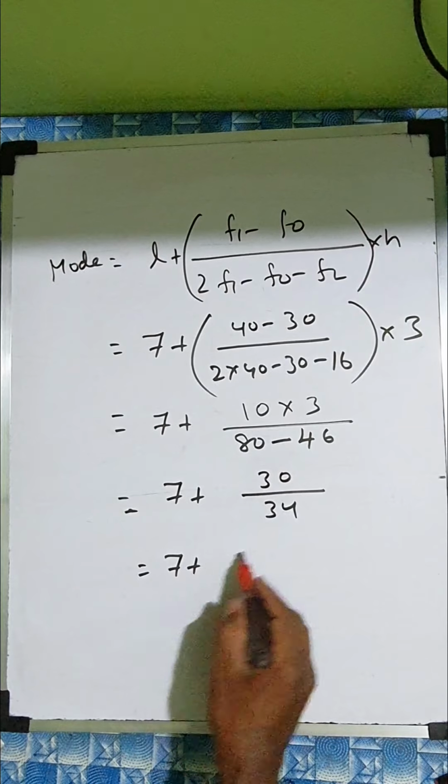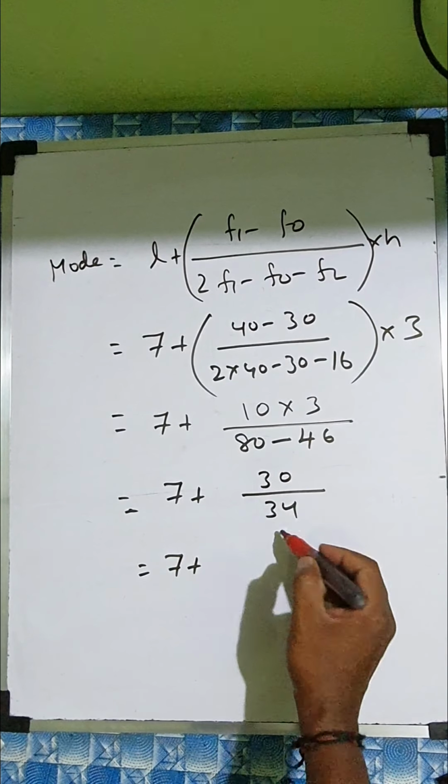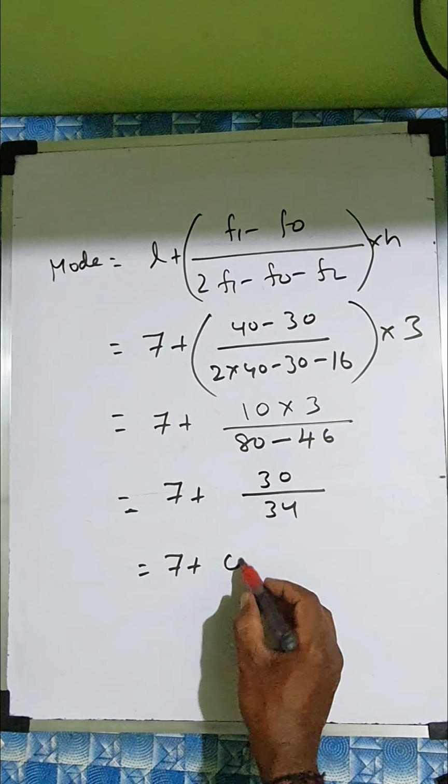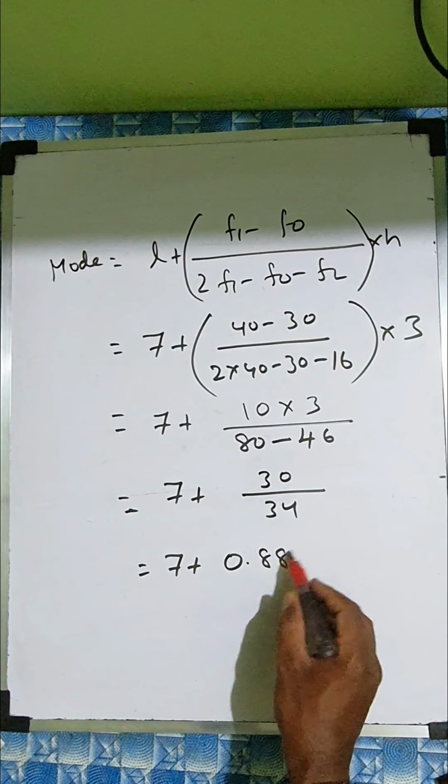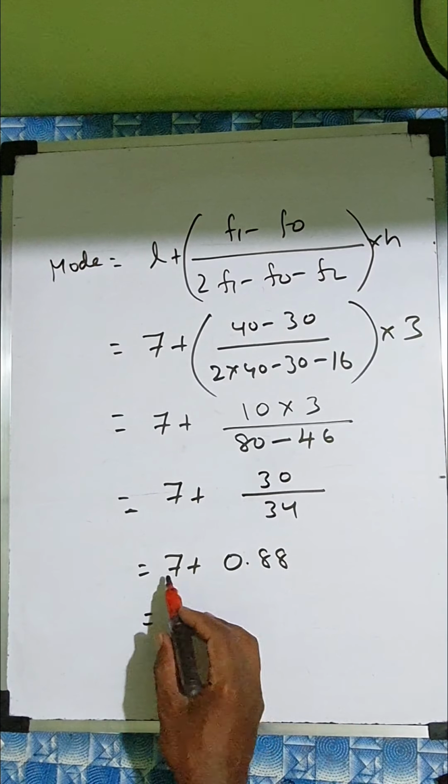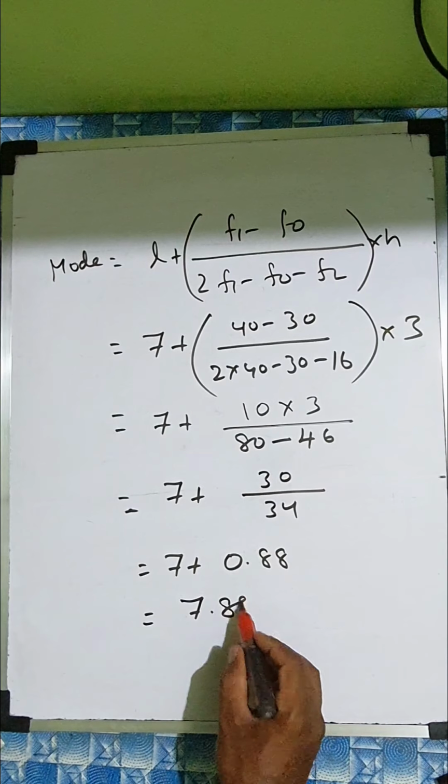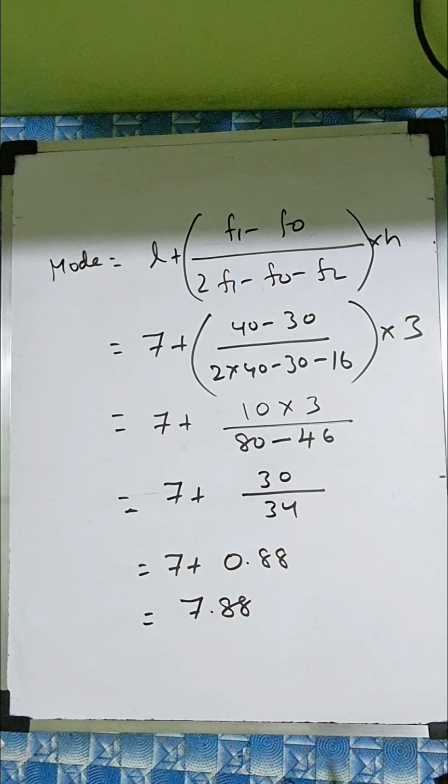We can just divide it straight, so we'll get 0.88. Add this to 7 and we get 7.88. Therefore the mode is 7.88.